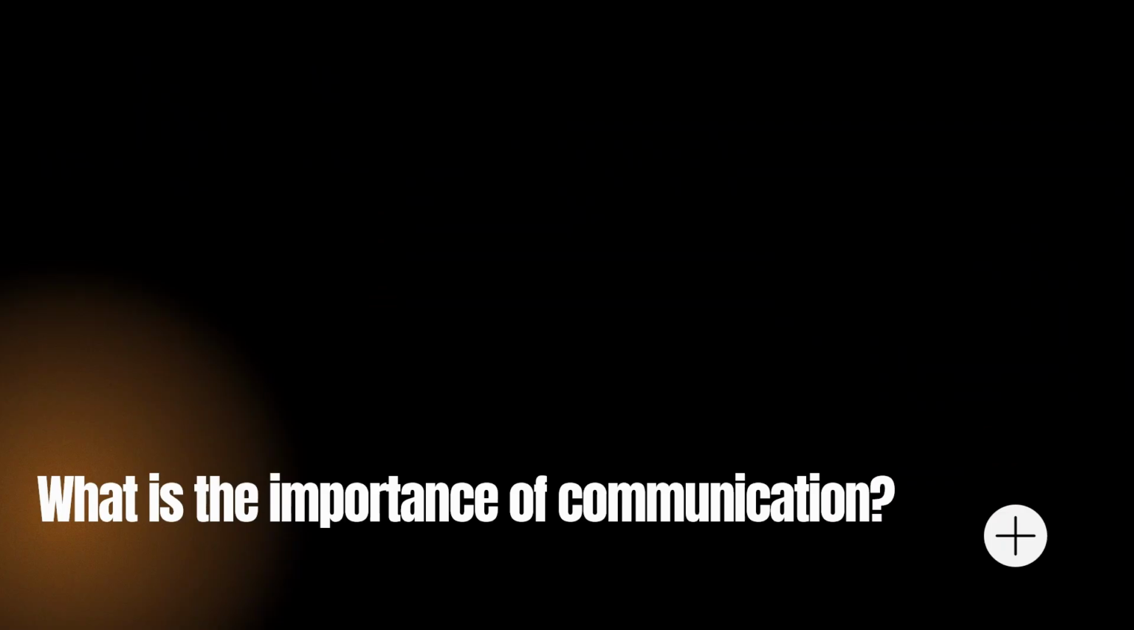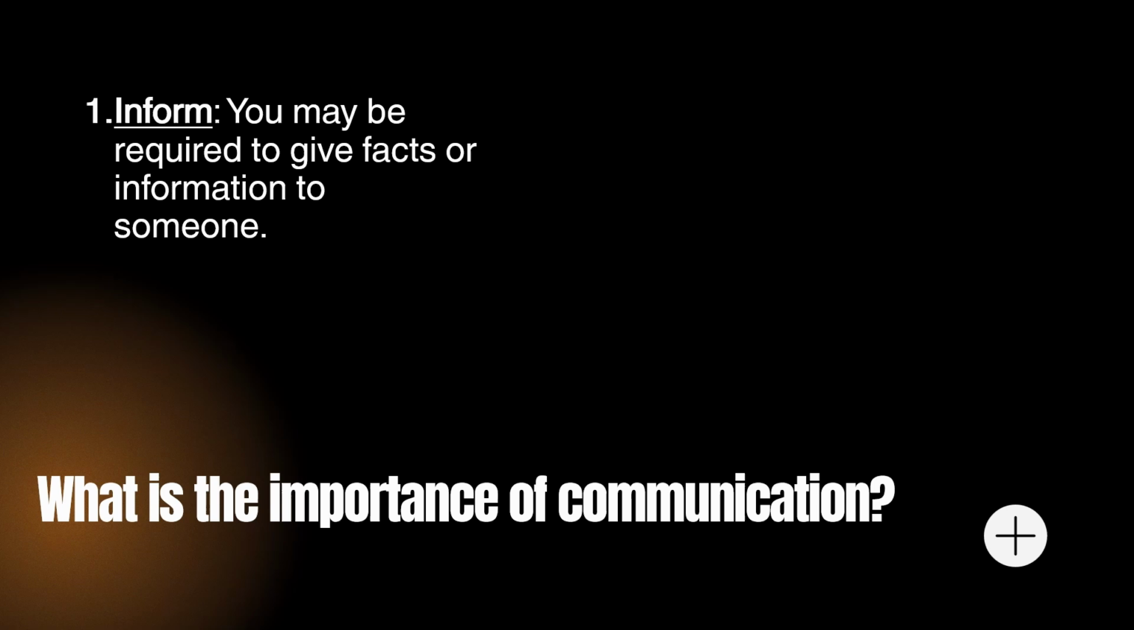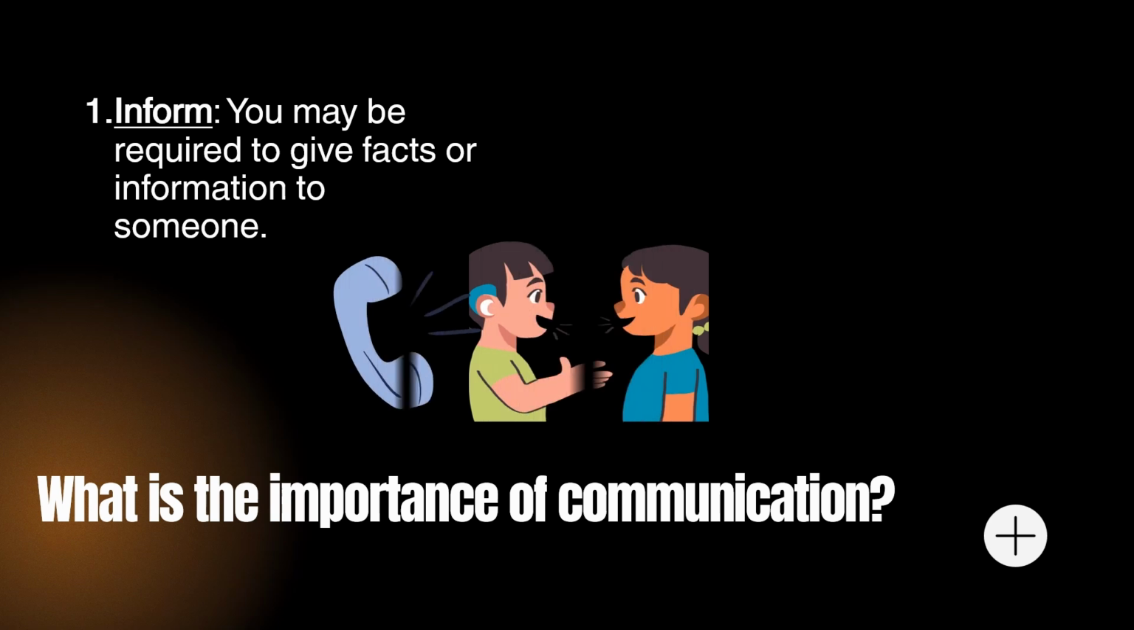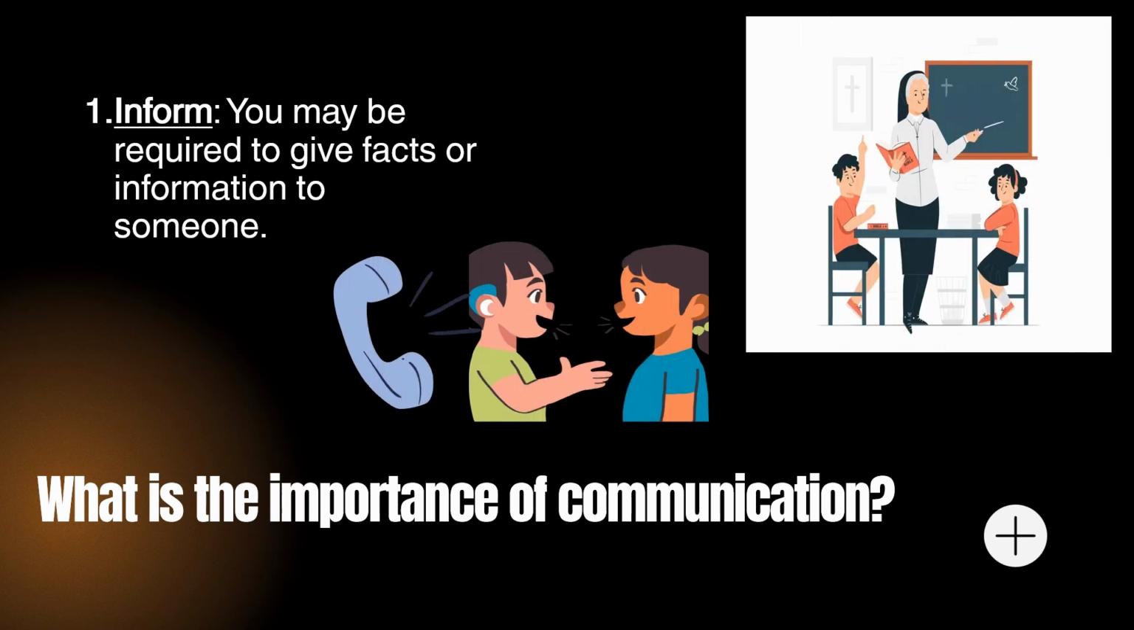what is the importance of communication. Communication is essential in our daily lives for three main reasons. First is to inform. Now, inform means it helps you to share the facts or provide information clearly to others. Example, if a teacher explains a topic or wants to share project updates with her students, she needs to inform them clearly so that the students understand the message the teacher wants to convey to them.